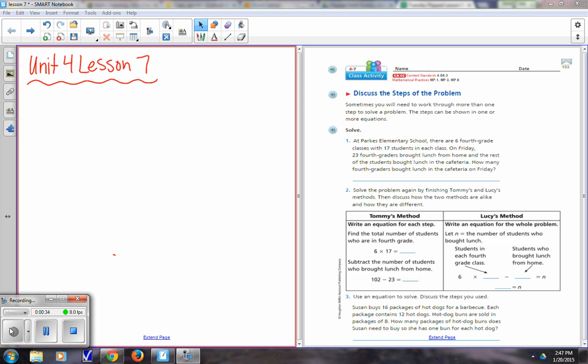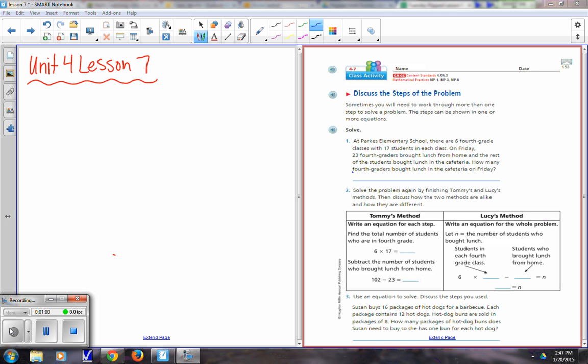At Parks Elementary School, I'm looking at number 1, there are 6 fourth grade classes with 17 students in each class. On Friday, 23 fourth graders brought lunch from home, and the rest of the students bought lunch in the cafeteria. How many fourth graders bought lunch in the cafeteria on Friday? So I need a situation equation, but I like to underline what I need to know. How many fourth graders bought lunch in the cafeteria?